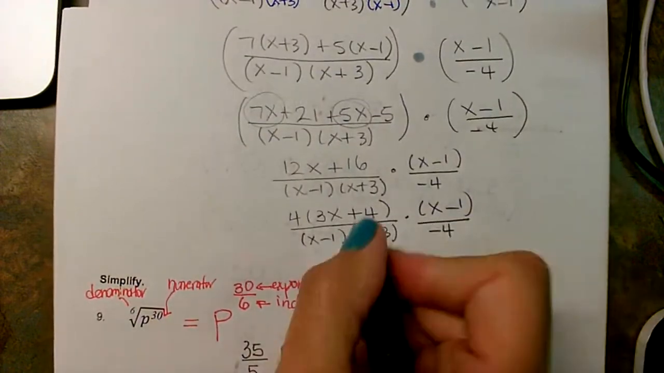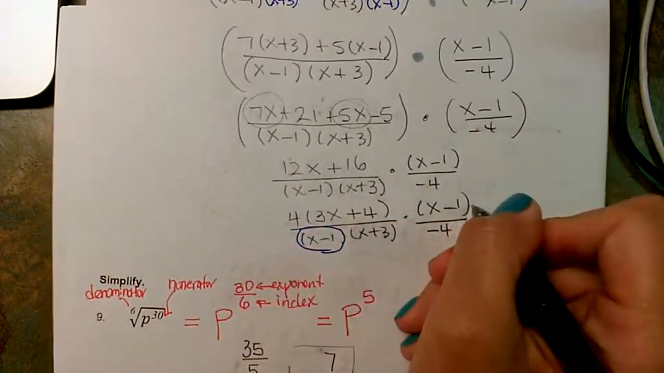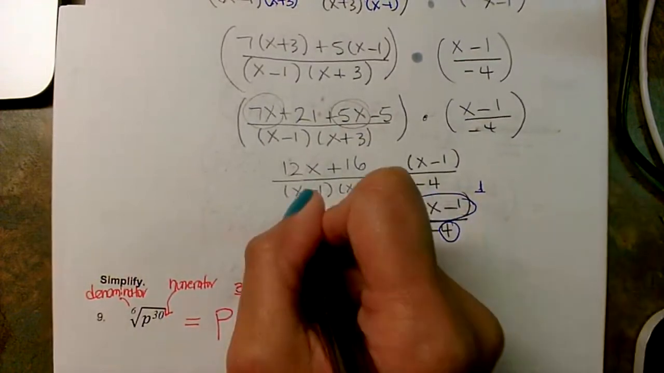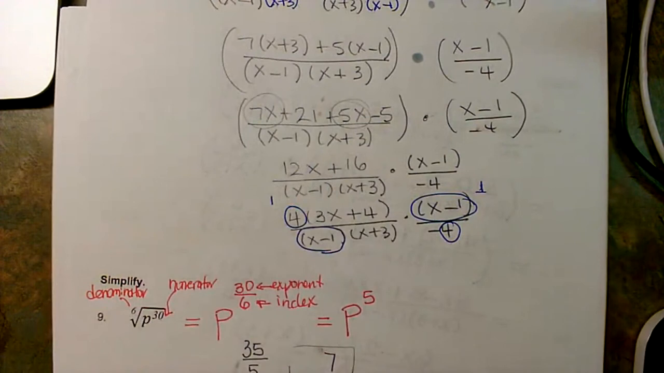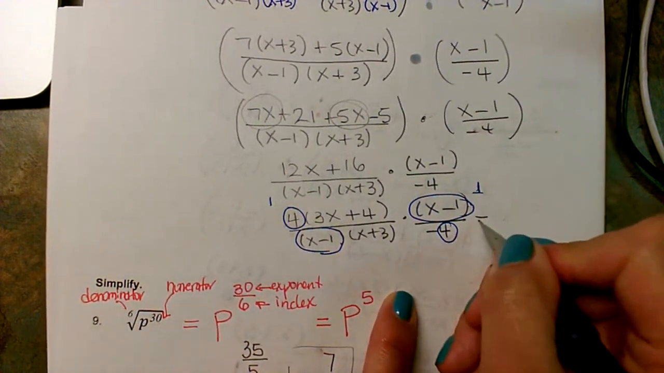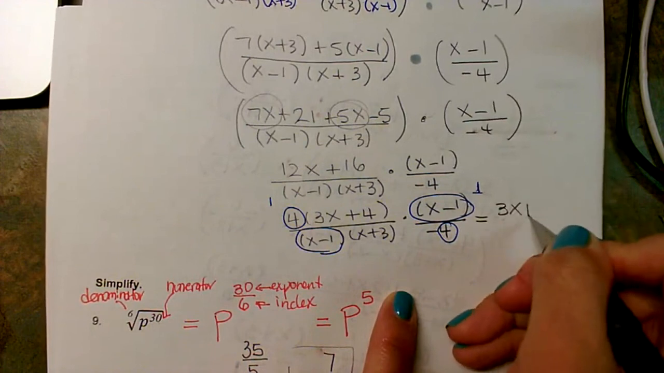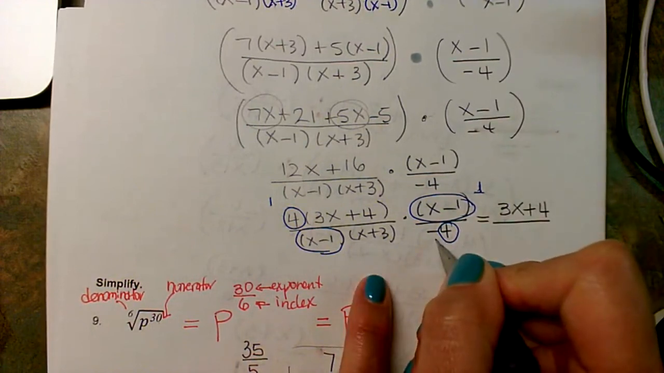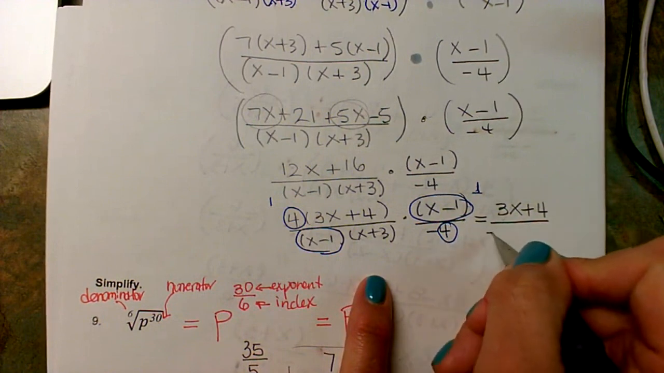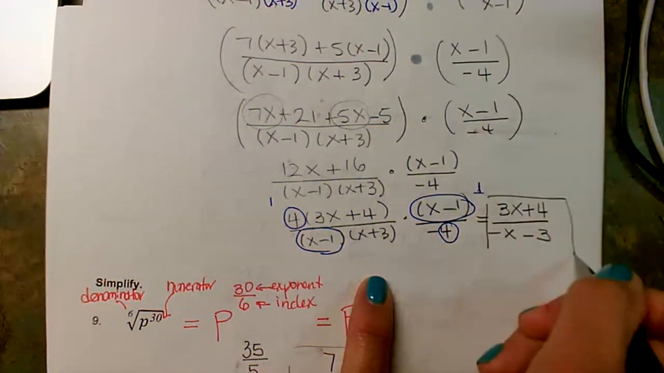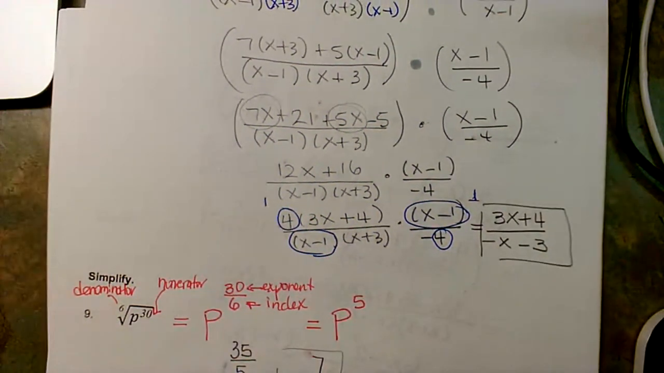So right here, we make a 1. And right here, we make a 1. We can just not forget the negative. So what we have left here is 3x plus 4. Don't forget the negative that is here. So it's going to be negative x minus 3. All right?